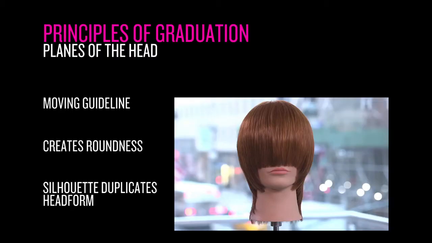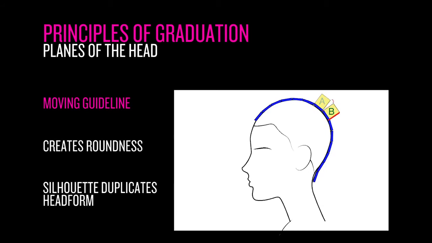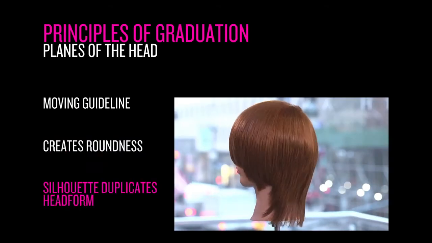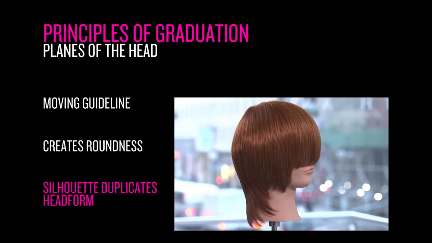Now let's look at cutting with a moving guideline, or cutting to the planes of the head. Cutting to the planes means the guideline moves with each section. It creates roundness in the shape because the hair is kept the same length. This results in the silhouette of the design duplicating the head form.